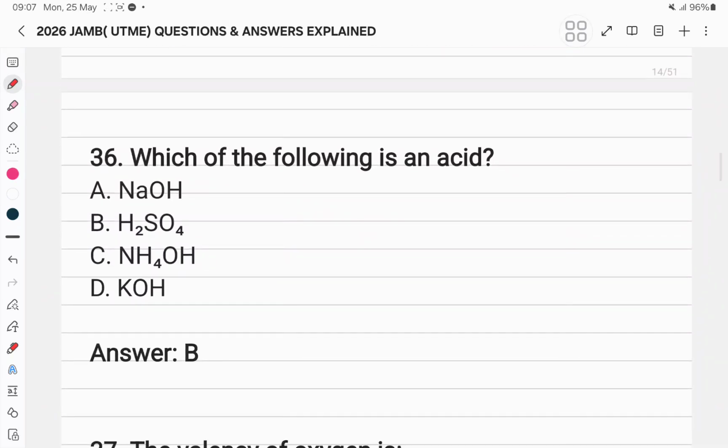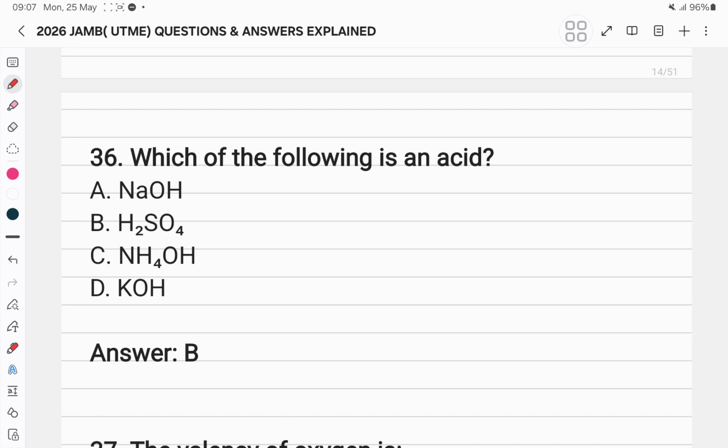Let's go to question 36. Which of the following is an acid? The correct option is B, H2SO4, also known as tetraoxosulfate(VI) acid by IUPAC name. Tetraoxosulfate(VI) acid, or commonly known as sulfuric acid, is the only acid. Others are alkalis or bases.